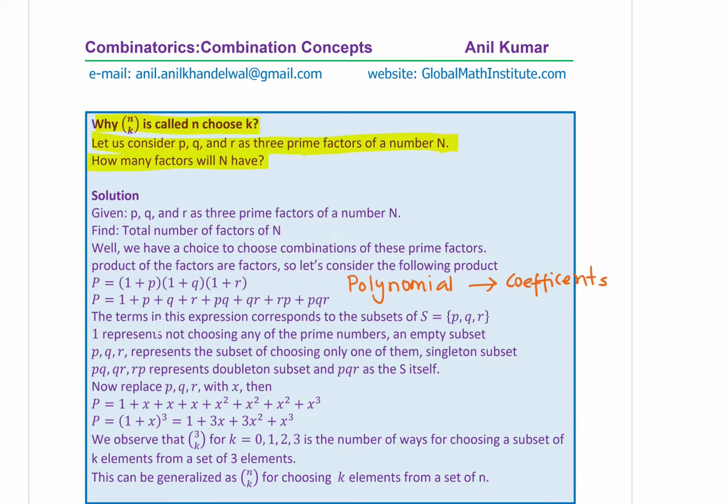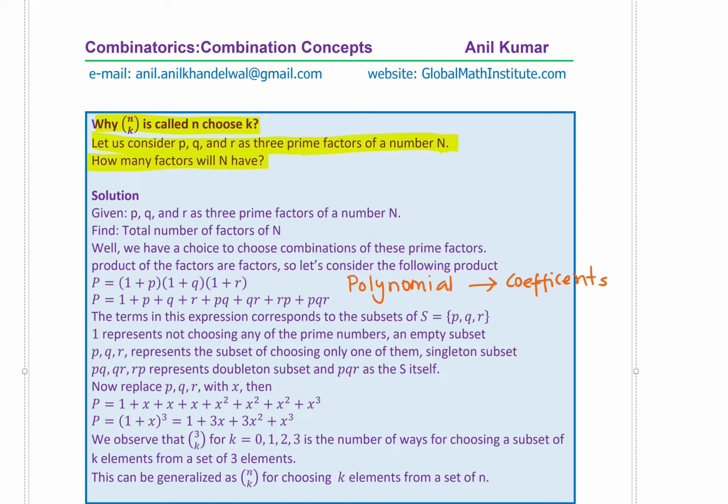Now the terms in this expression correspond to the subsets of S, the set of P, Q, R. Do you see that? So when you don't choose any, that is the empty set, and these are singletons, these are doubles, and this is all three, correct? So you can see now once again that the terms in the expression correspond to the subsets of P, Q, and R.